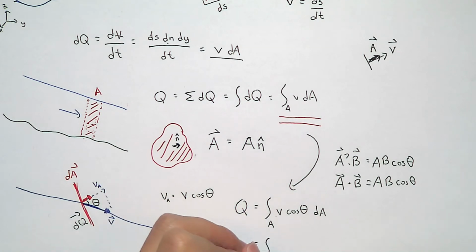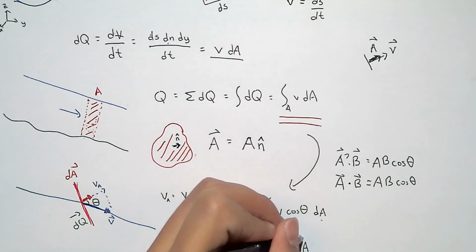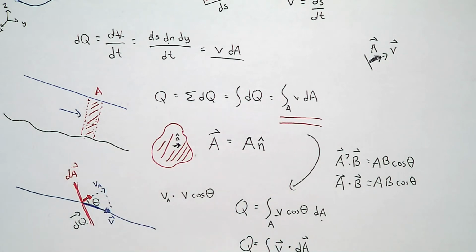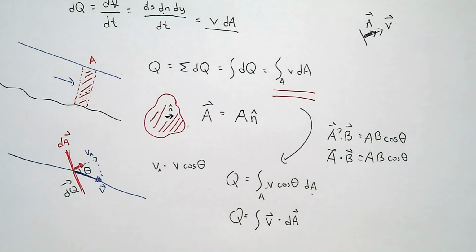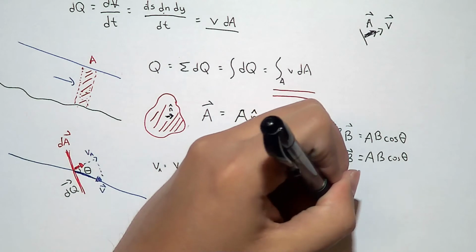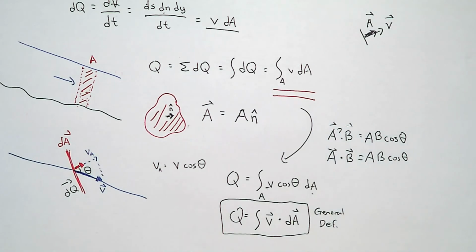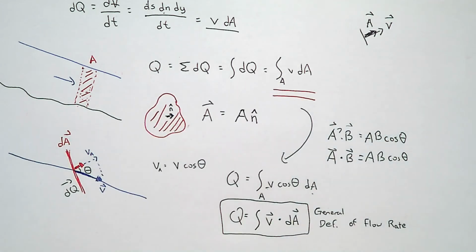So can I say that this is actually just a dot product of two vectors? Yeah. So my flow rate becomes simply the dot product of the velocity vector and the differentially small area vector dA. This will be the general definition of flow rate that I would like for you to use, because this definition accounts for any inclination that there may be between the area and your streamline.